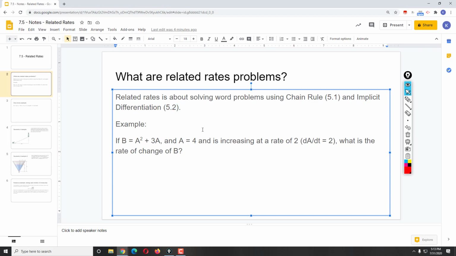Here's an example. If b equals a squared plus 3a, a equals 4, dA over dt equals 2. What is the rate of change of b? So rate of change of b is really just dB over dt. So that's what we're looking for. Okay, so we know that b equals a squared plus 3a. We are going to differentiate both sides. So what we're really doing is d over dt of this side, and then d over dt of this side.